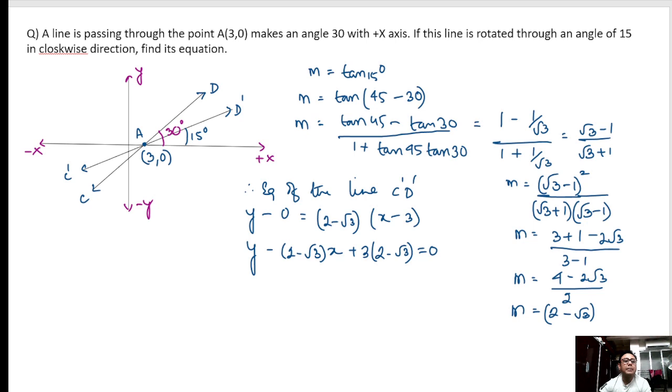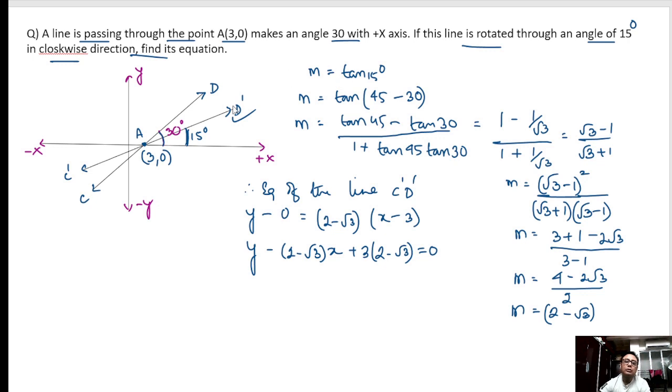Next, let us see. A line is passing through the point A(3, 0). CD is passing through this, which is making 30 degrees. First CD was making 30 degrees with the positive x-axis. Now this line is rotated 15 degrees clockwise. That means now this angle becomes 15 degrees. So find the equation of the line C'D'.